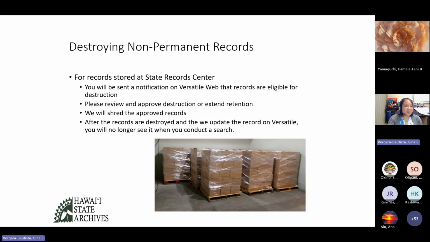And this is what the records look like. We palletize them, we shrink wrap them, and they're ready to be picked up by our contractor who does the shredding.